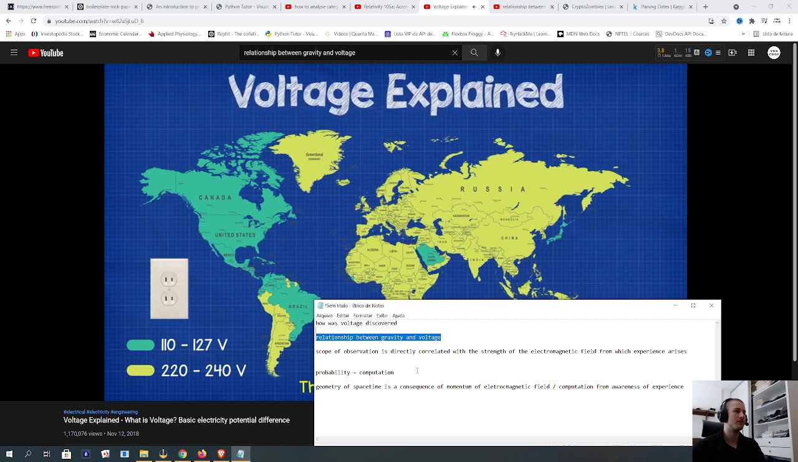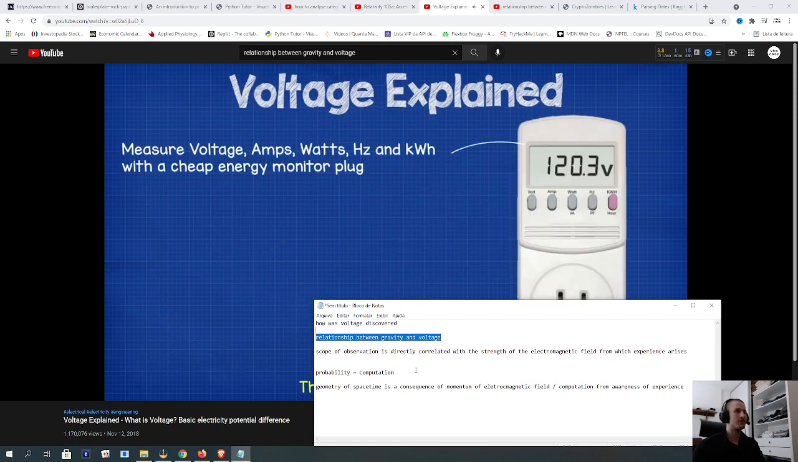The voltage at these sockets varies depending on where in the world we are. The majority of the world uses 220 to 240 volts, but North, Central and some of South America, as well as a few countries scattered across the planet, will use 110 to 127 volts. We can measure the voltage at our sockets and see that it actually changes slightly throughout the day as the demand on the electricity network varies. And we can do that using one of these cheap energy meters.